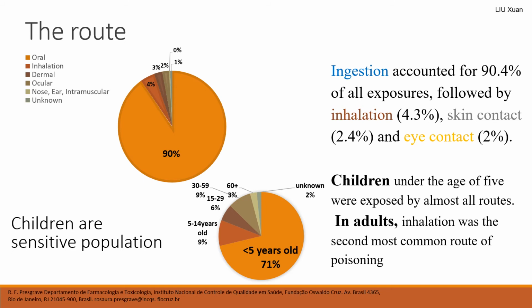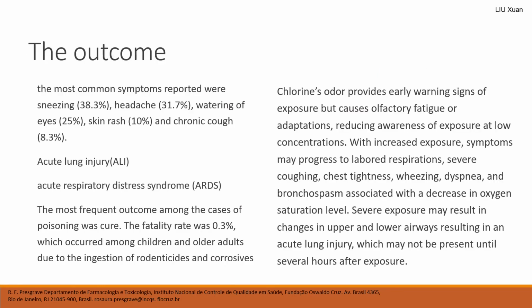And then please look at the smaller one. In this chart, we can come to the conclusion that children are a sensitive population because children under the age of 5 were exposed by almost all routes, over 71%. When people get hurt by disinfectants, the most common symptoms reported were sneezing, headaches, watering of eyes, skin rash, and cold cough. When it becomes more serious, ALI and ARDS are also very common. The most frequent outcome among the cases of poisoning is acute.